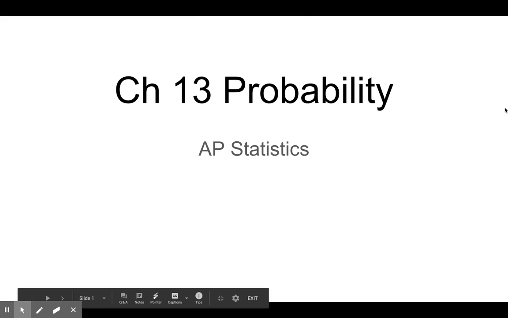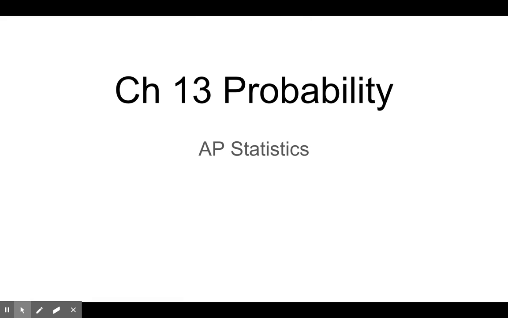Hello, welcome to the AP Statistics notes on Chapter 13, which is probability. We're going to be talking about sample space and different kinds of probability, the law of large numbers, mutually exclusive, independence. We'll look at Venn diagrams and tree diagrams. So kind of a lot of little stuff in there, but it's a good unit.